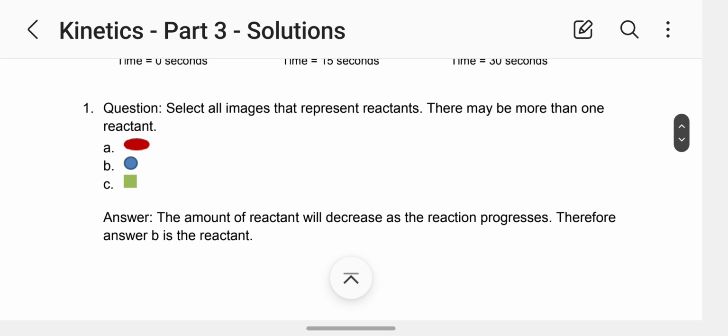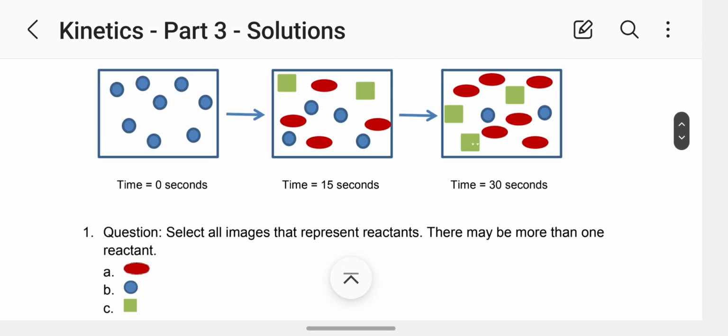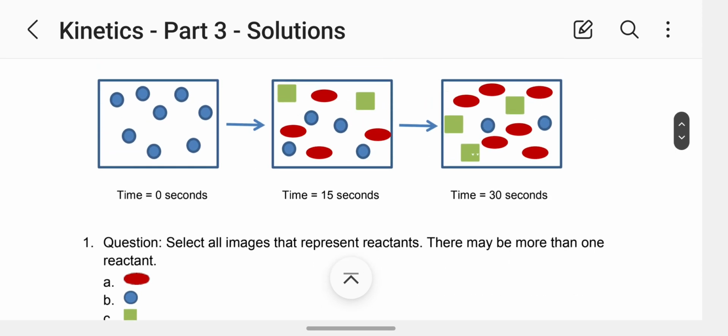So recall images represent reactions. There may be more than one reactant. So obviously there is more than one reactant. You can see in here all of those colors are reactants because they are reacting and making another product. Alright, so all three options are reactants in this case.